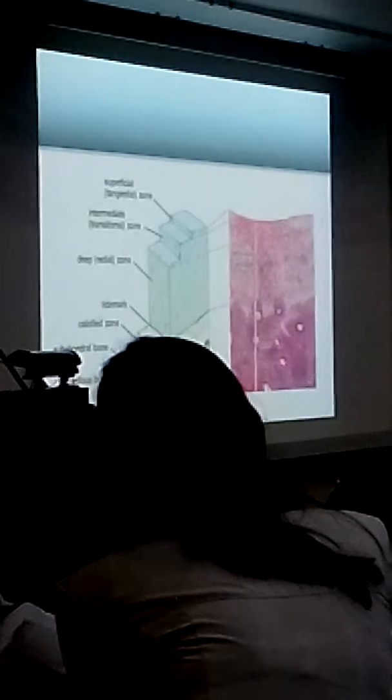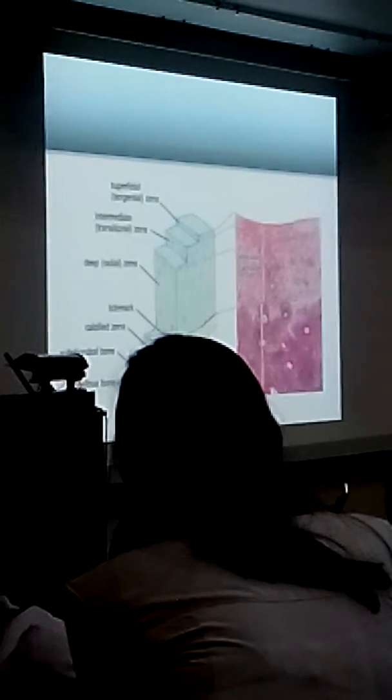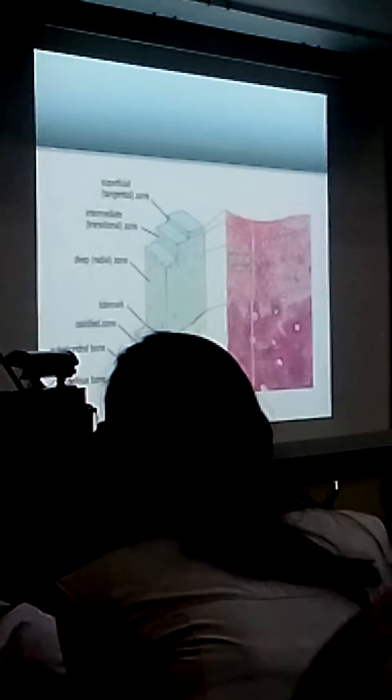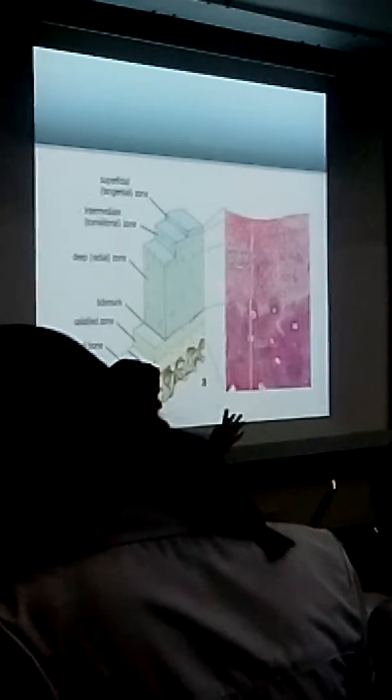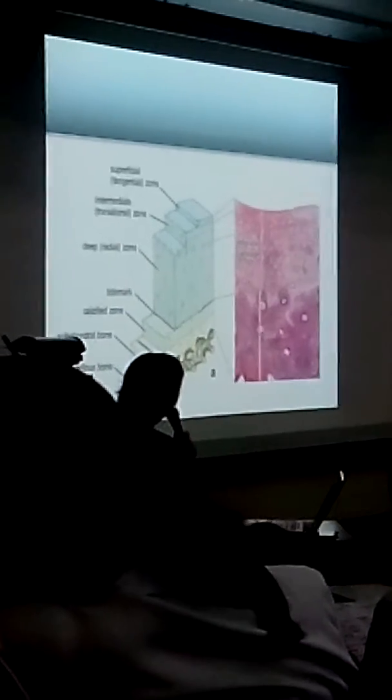And then the deep radial, this one here, would have smaller chondrocytes. Some of them would appear in columns. There are some that you can appreciate in columns, and the fibers also would be in between those columns. They're parallel to the long axis of the bone. Then the calcified zone would have the calcified matrix, so you can see here it's a bit lighter.